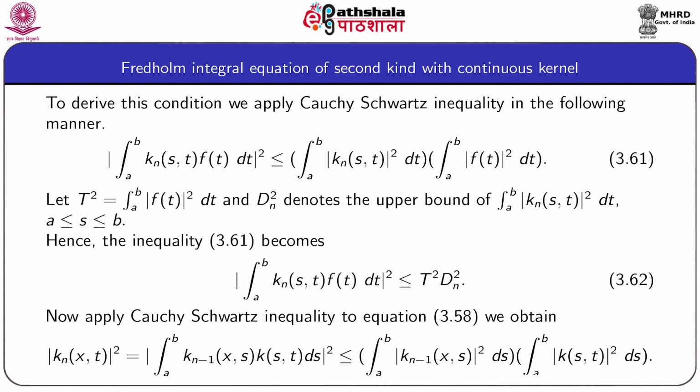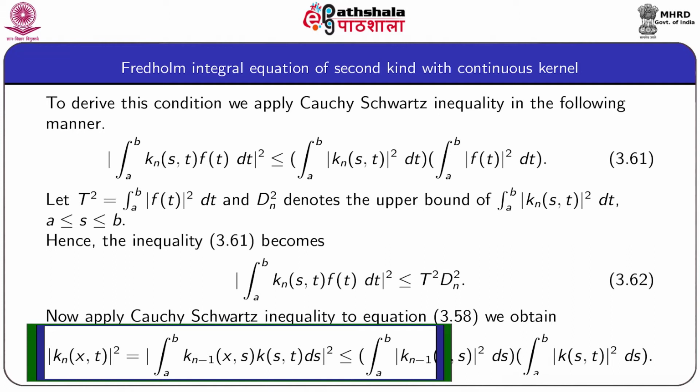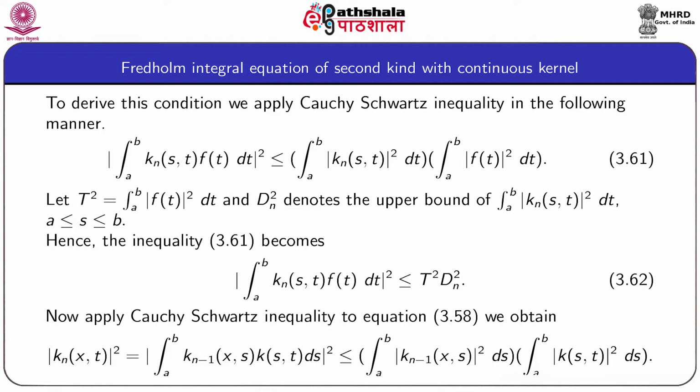Now again we apply Cauchy-Schwarz inequality to equation 3.58, that is this equation. So if we apply Cauchy-Schwarz inequality to equation 3.58, we see that mod k_n(x,t) square, this is given by mod of this integral square, and applying Cauchy-Schwarz inequality we find that this is less than or equal to integral a to b mod k_(n minus 1)(x,s) square ds into integral a to b mod k(s,t) square ds.